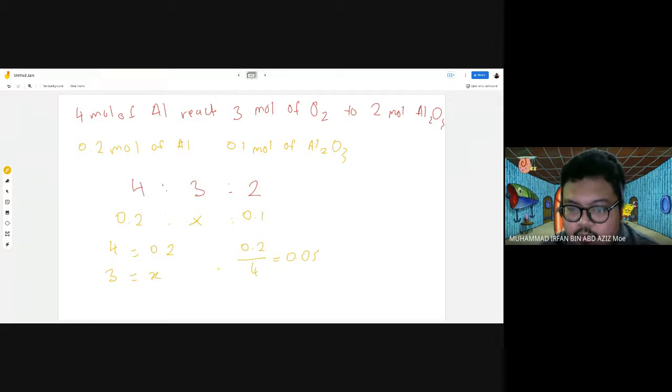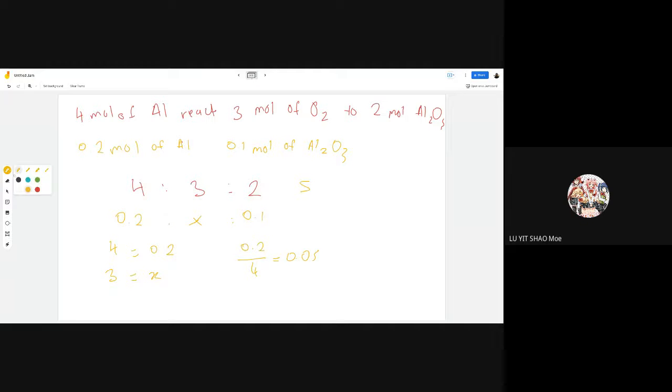Okay, so you will get 4 times 0.05, you will get 0.2. 3 times 0.05, you will get 0.15. And then 2 times 0.05, you will get 0.1. Okay, tu dia punya ratio tu. But in this question, you tak perlu pun calculate for this oxygen ni. So you only need to know the number of mole of aluminium, and then you can get the number of mole of aluminium oxide. Okay, this is for step 3 lah.